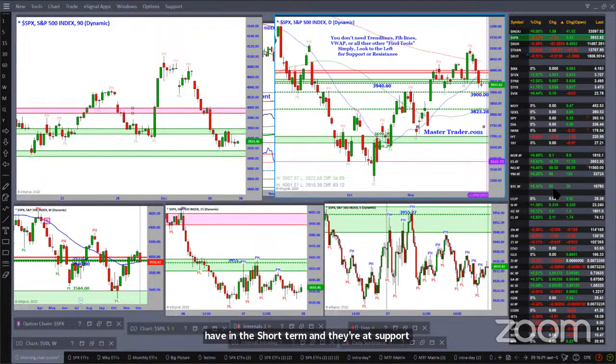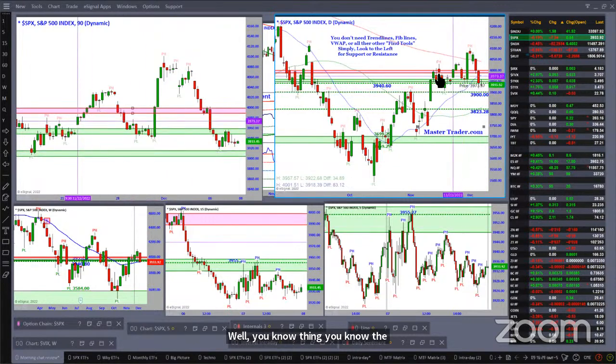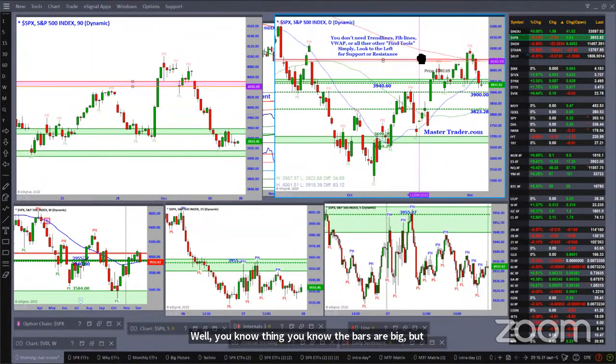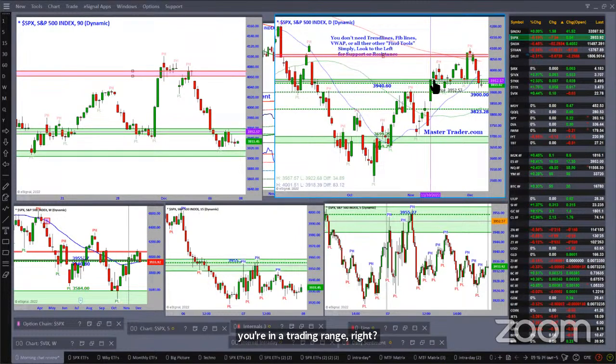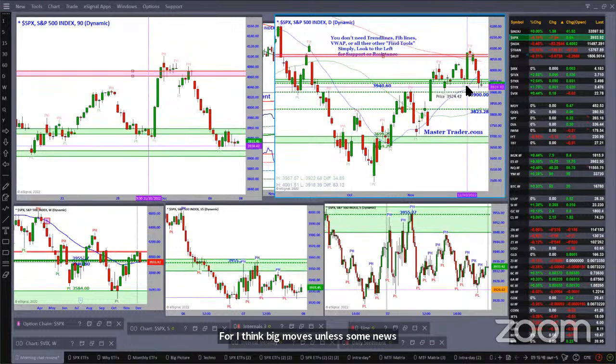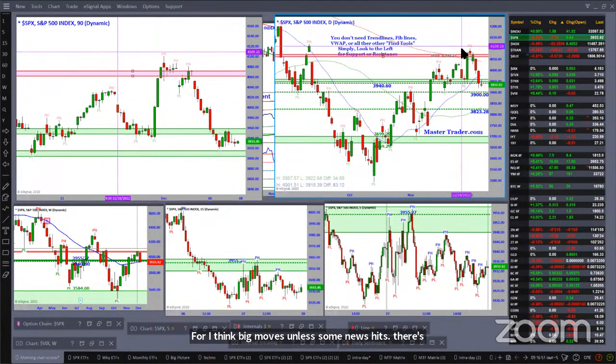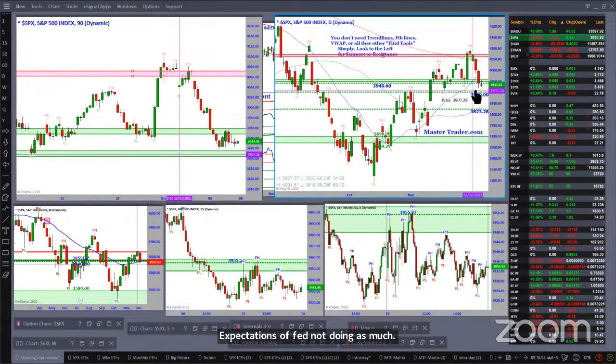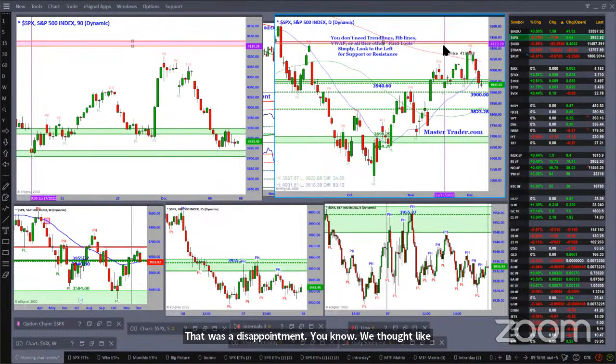Well, Thane, the bars are big, but you're in a trading range. Right? You're in a trading range. We're coming into the end of the year. There's going to be a hesitancy for, I think, big moves unless some news hits. There's expectations of the Fed not doing as much. Okay, this went up on the news and came right back down again. That was a disappointment. We thought like this could at least get up here a little further.